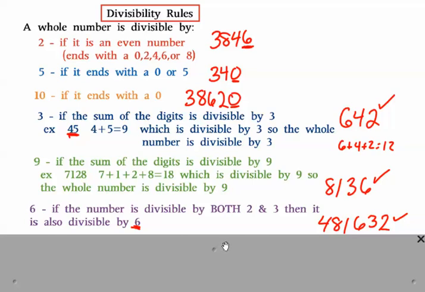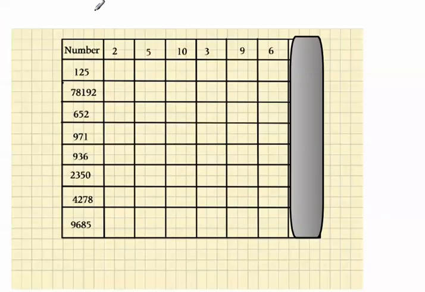Okay? All right, why don't you pause the video and make sure you wrote down the rules for 3, 9, and 6. Okay? All right, make sure you wrote those rules. Now let's look at this. You have this little chart on the bottom of your paper, okay? I want you to go through and check and see if that number is divisible.